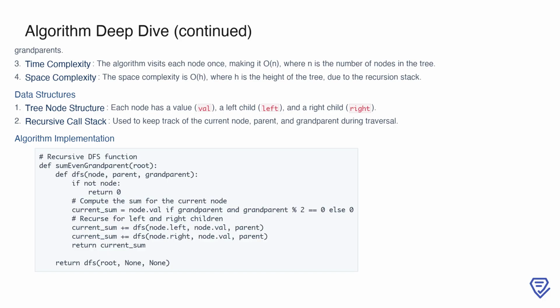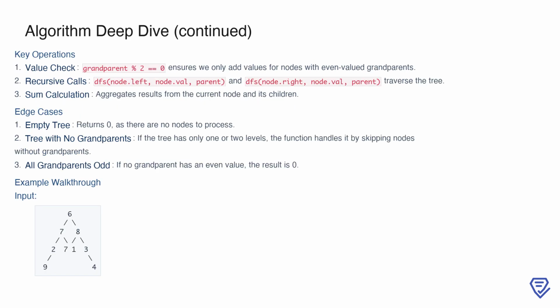We define a helper function DFS within sumEvenGrandparent. This function computes the sum at the current node, recurses for the left and right children, and returns the aggregate sum. The main function initializes the process by calling DFS on the root node with None values for the parent and grandparent. The implementation relies on a few key operations.